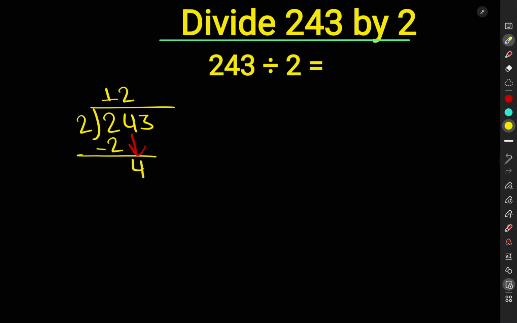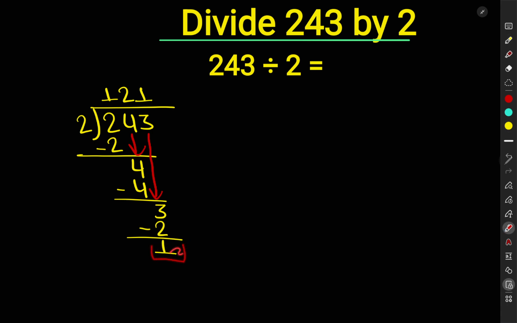So 2 times 2 means 4. On subtracting we get 0. So now again we put down the number beside this, 3, and we remove this 0. So 2 times 1 means 2. On subtracting we get 1.